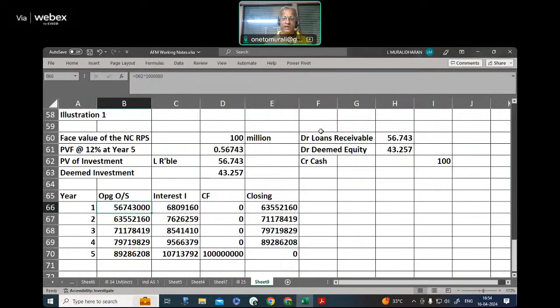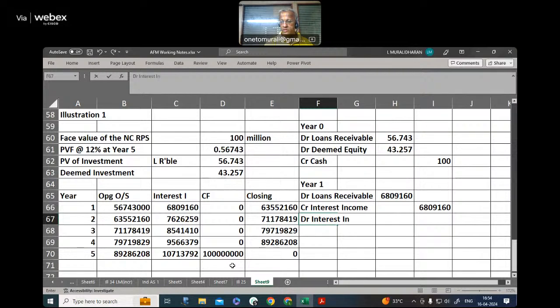So this is the journal entry at year 0. So year number 1, debit loans receivable, this much of amount, credit interest income, then debit interest income and credit. This way the scheme of journal entries will continue to be there.